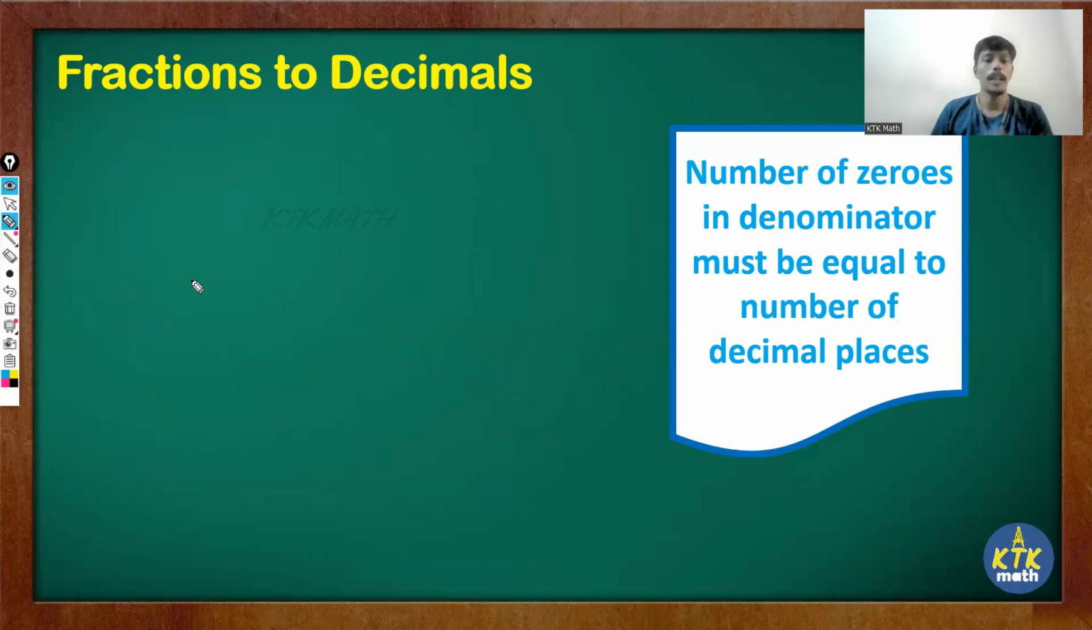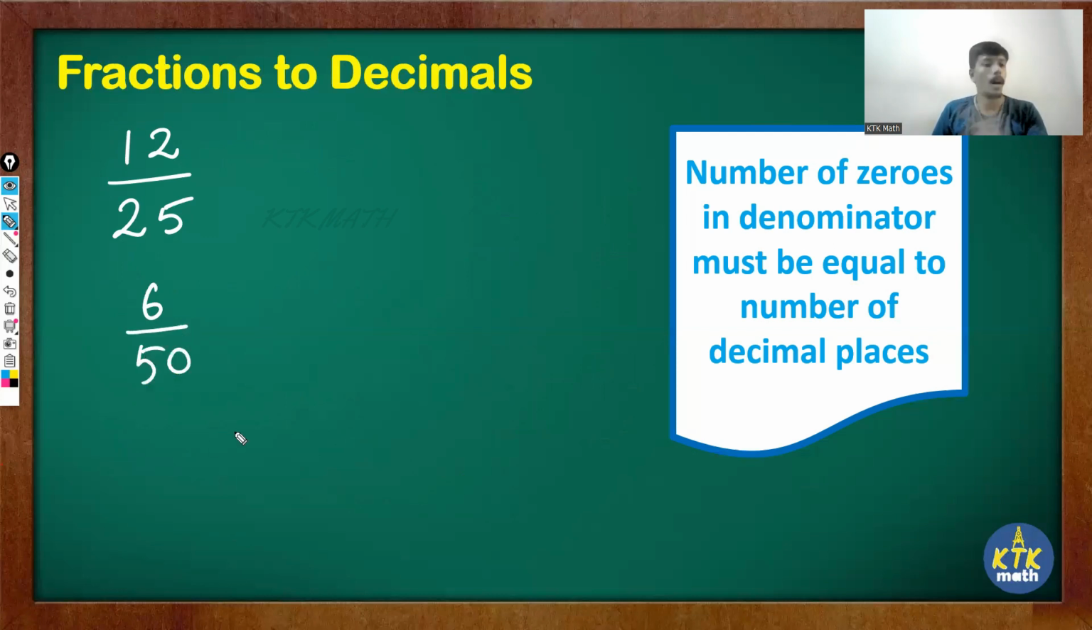For example, if I want to convert a number like 12 over 25, okay, 12 over 25 I want to convert, or I want to convert 6 over 50. Okay, or what else, 3 over 5. Sir, how to convert all these numbers? They don't have 10, 100 or 1000 in the denominator.